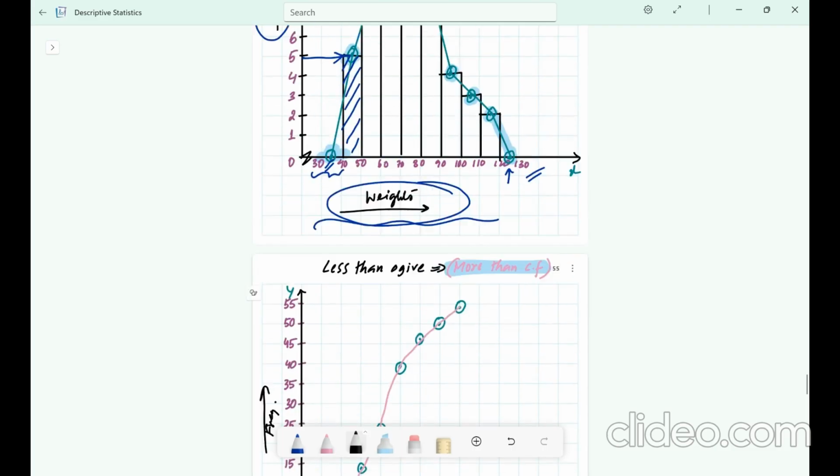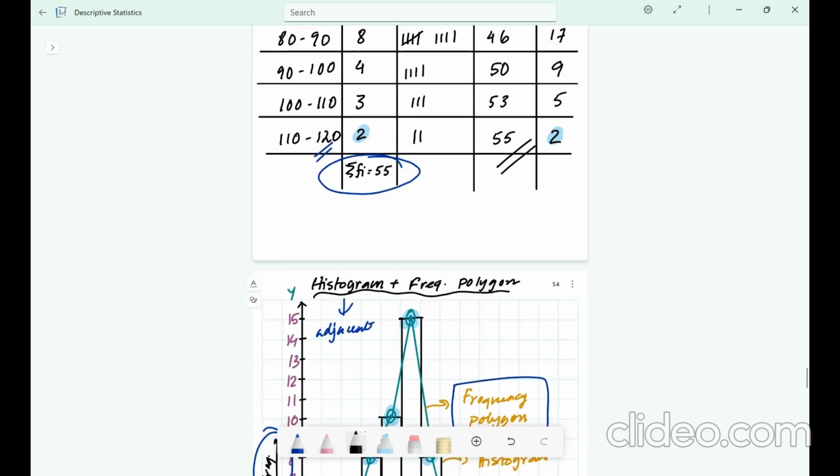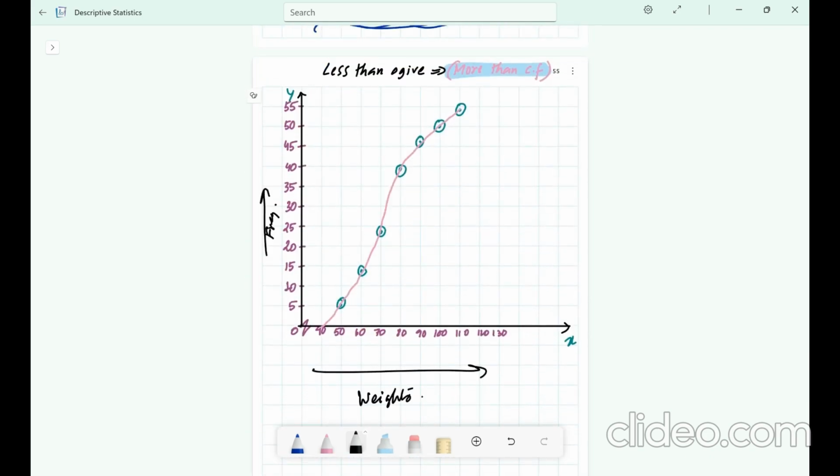Okay, so see, for the more than cumulative frequency, it starts from 5, then 13, then 23, and so on. See, how did we plot it? See, from 40 to 50, we drew this 5 above 50. Okay, and you joined it till 40. Now you have to make sure that this curve should be smooth.